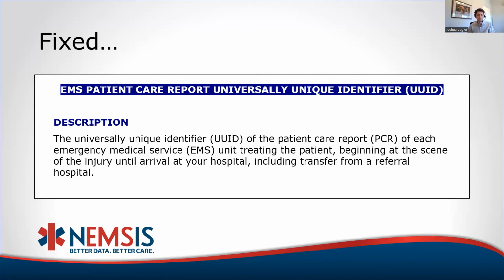This is what we proposed to NTDS, and this is what they'll probably have in their 2023 data dictionary. The UUID of the patient care report of each EMS unit treating the patient beginning at the scene of injury until arrival at your hospital. So they will recognize that it's not a UUID for the patient, it's for the EMS PCR. And on top of that, they're going to recognize that there were multiple PCRs involved in that trauma event. And each of those PCRs could have its own UUID that a local hospital or a state might want to track. You might want to know all the PCRs associated with that trauma record. So that'll be the fix there.